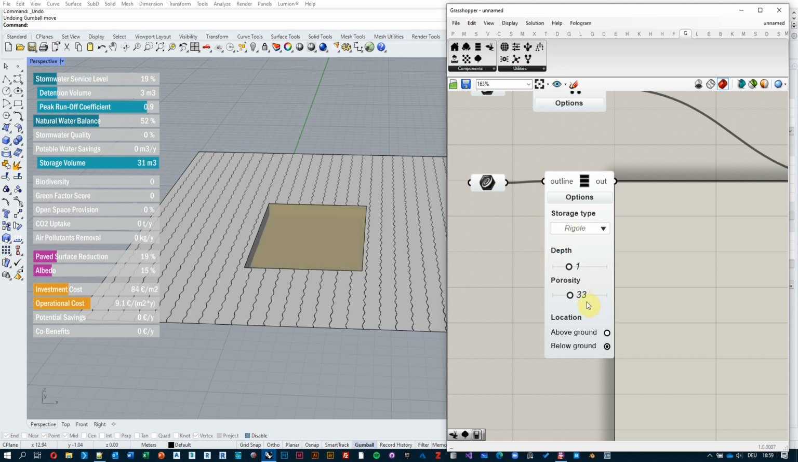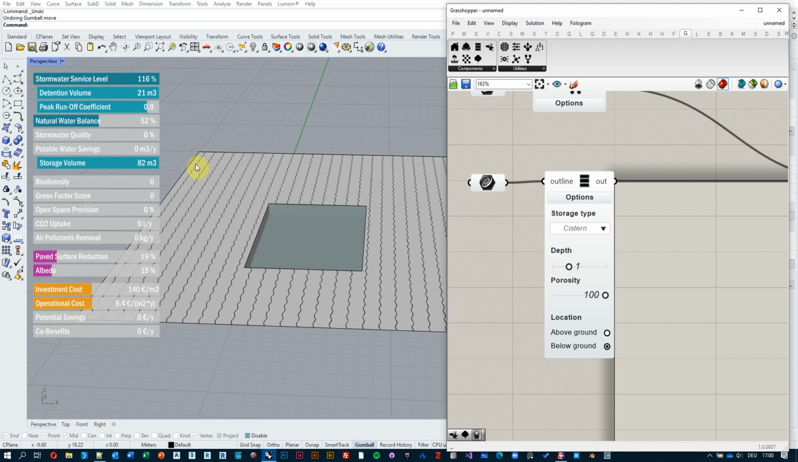And with the rigole component, we actually have a lot of gravel inside, and only the pores in between the little pebbles can be used for water storage, and therefore the porosity over here is very low. So you can see the storage volume of this element is only 31 cubic meters, but a cistern is 82 for the same footprint. And of course, there are different costs associated with it. Rigole is much cheaper than a cistern, but it does take more space.